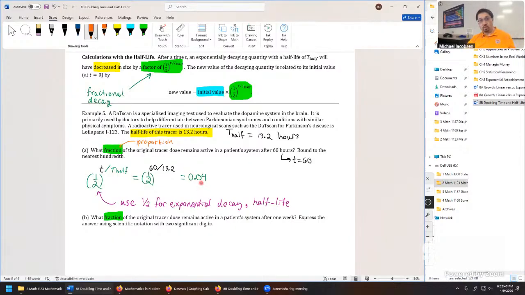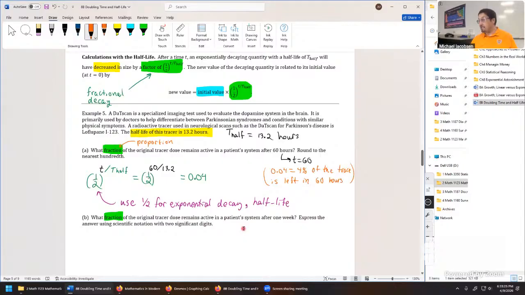In the interpretation, we can once again say 0.04 converting to a percentage is 4%, which tells us 4% of the tracer is left in 60 hours. So there's a lot of different ways to interpret what we just computed. But thinking in terms of the specific formula, this is the answer that we're usually going to format it for the purpose of homework.